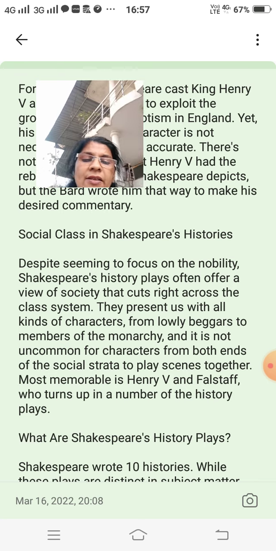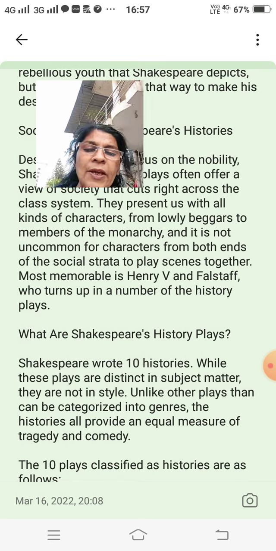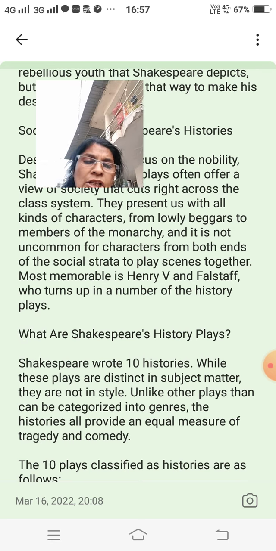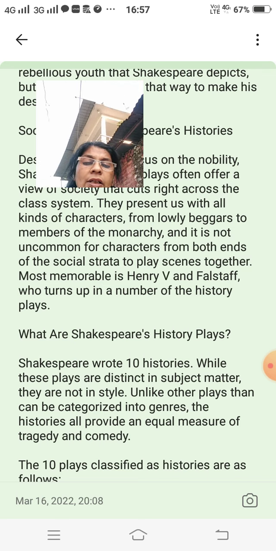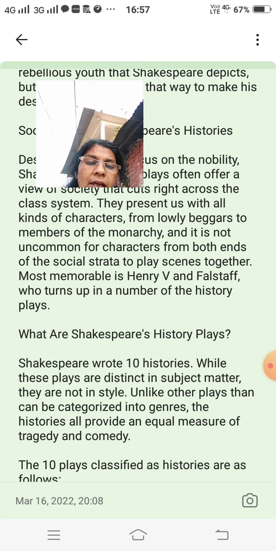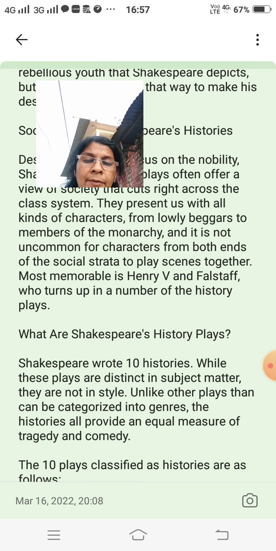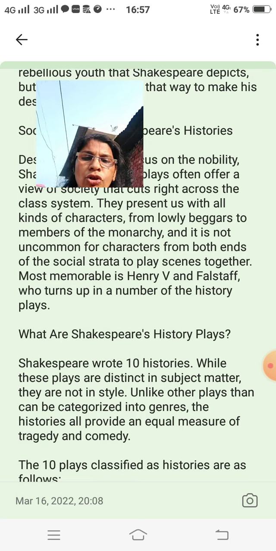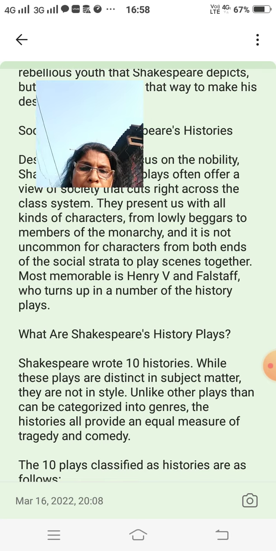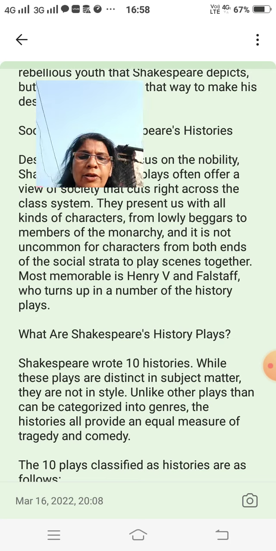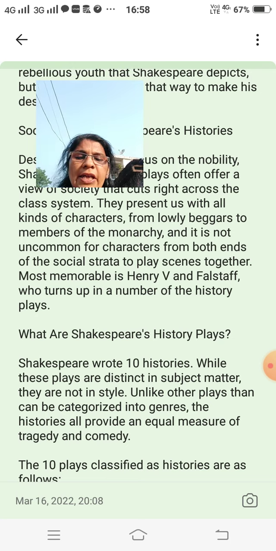What are Shakespeare's history plays? Shakespeare wrote 10 histories. While these plays are distinct in subject matter, they are not in style. Unlike other plays, they cannot be categorized into genres. The histories provide equal measures of tragedy and comedy.